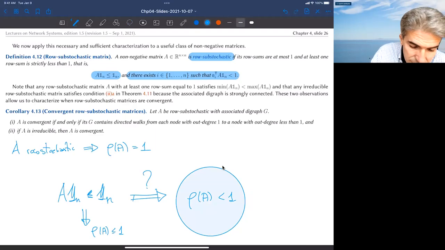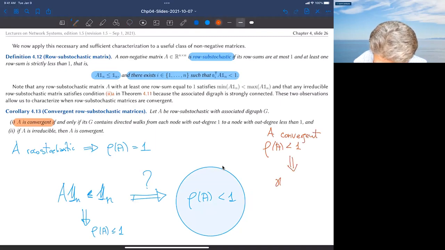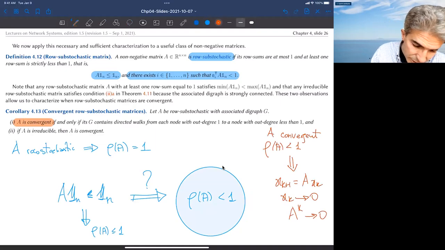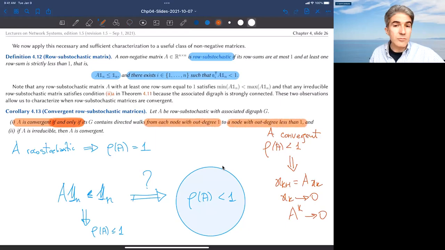Okay, so here's what the lemma tells you. A is convergent, which means, because this is the beauty of row stochastic, that rho of A is less than one. This is the definition that A is convergent, right? And this will mean that x_{k+1} = A x_k has the feature that x_k goes to zero, right? A to the k goes to zero. So my row substochastic matrix is convergent if and only if the graph contains directed walks from each node with out-degree one to each node with out-degree less than one. This is the same property as before in the previous theorem. So this is a corollary.